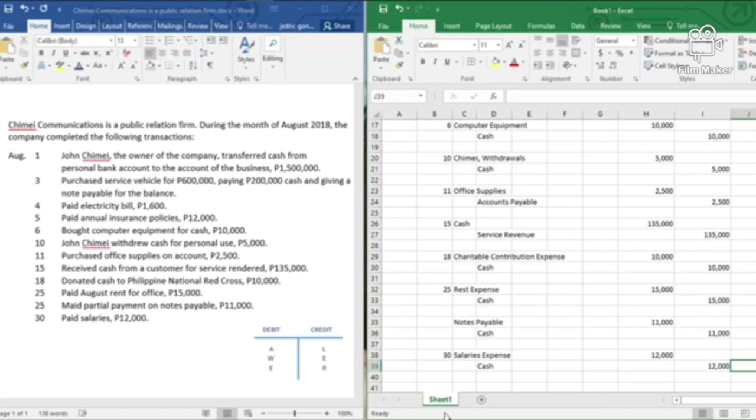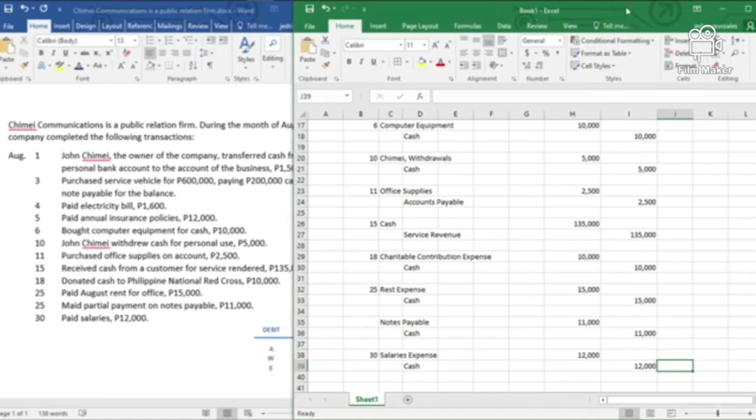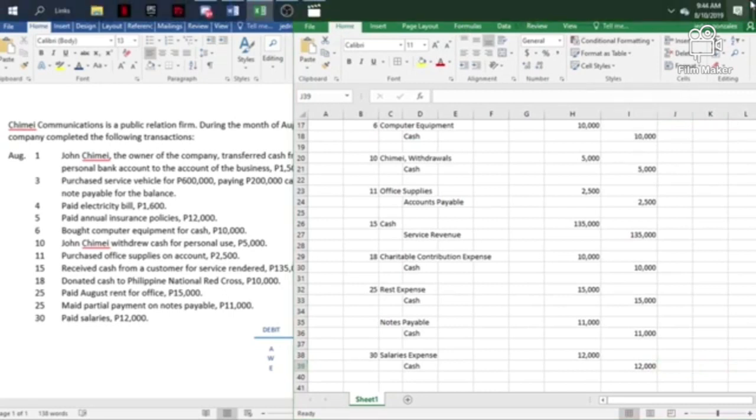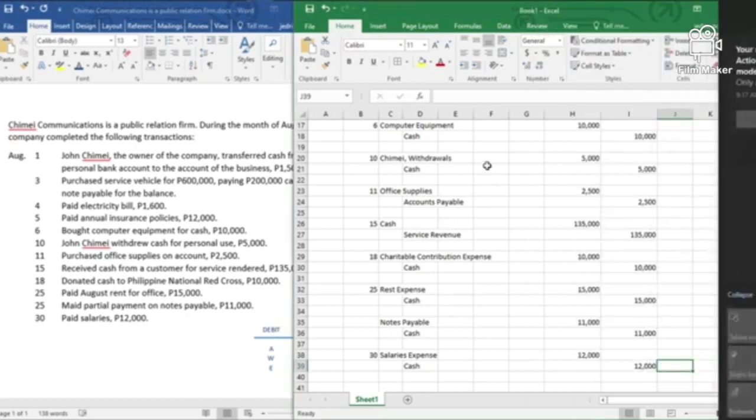So, yan. Natapos na natin ang buong transaction. Na-journalize na natin siya. Okay. That would be all.